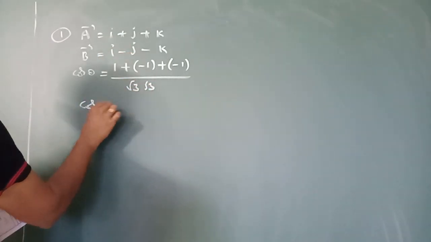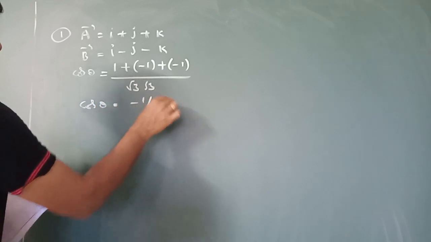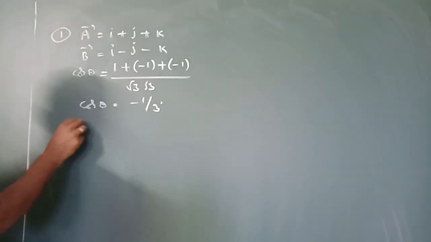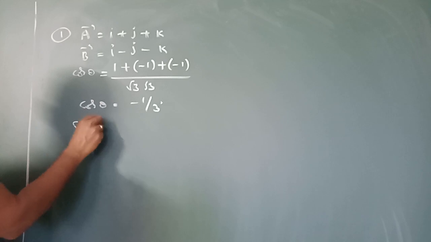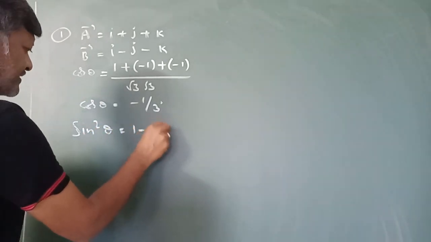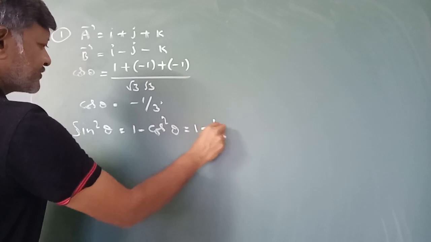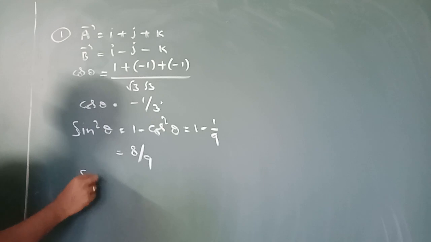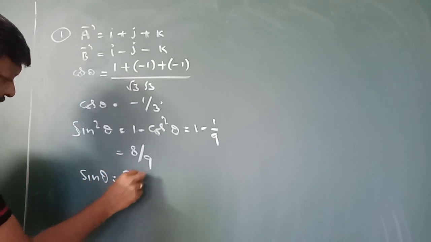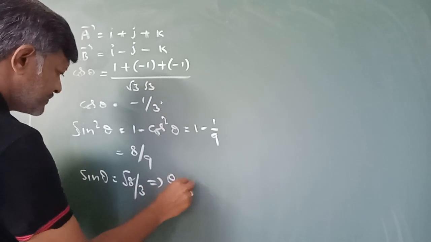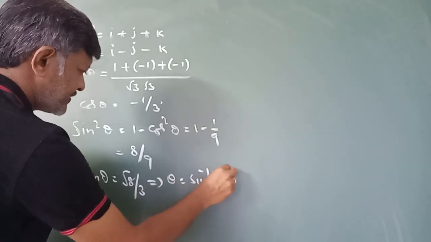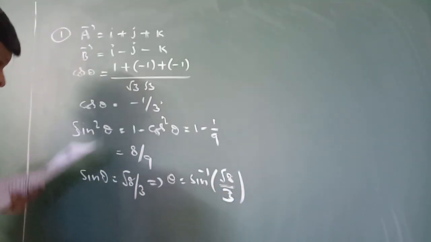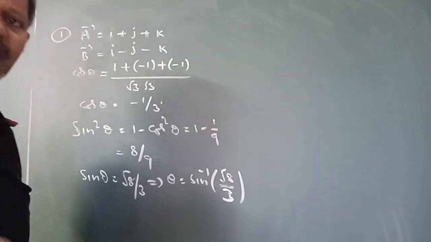So cos θ is equal to -1/3, but the answer is not there in terms of cos. Therefore we should check it with sine. We know that sin²θ is equal to 1 minus cos²θ. This is equal to 1 minus 1/9, therefore it is 8/9. So sin θ is equal to root 8 by 3. θ is equal to sin inverse root 8 by 3. This is the answer to the first question, root 8 by 3.